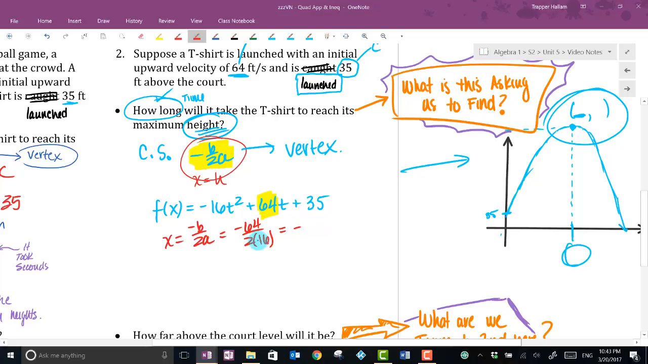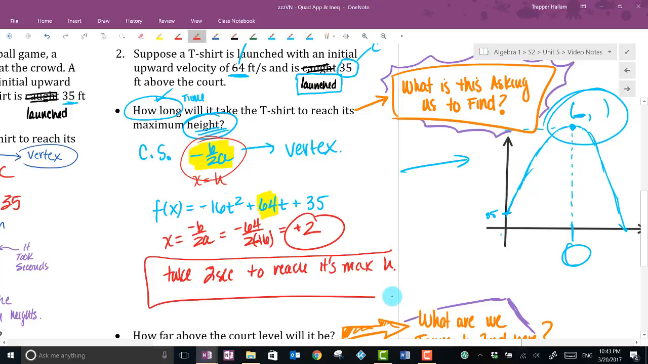I'm sorry, there's two negatives here, right? That should be a negative 16. I forgot my negative. So two negatives make a positive. So it's going to be positive 2 is what we're finding out. So what does that mean? Well, it's going to take 2 seconds to reach its maximum height.